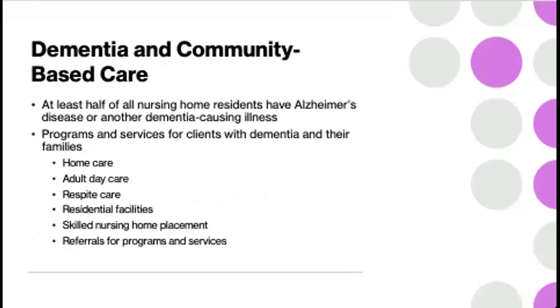And then our dementia and community-based care. So, nursing home care: about 50% of nursing home residents have Alzheimer's. I guess for every nursing home resident, about 2 to 3 others are cared for at home with families.